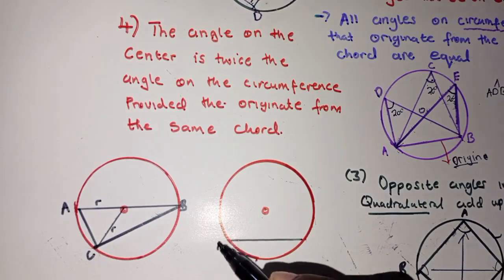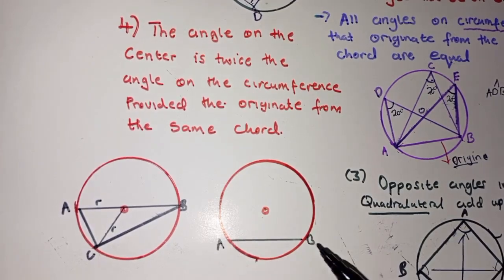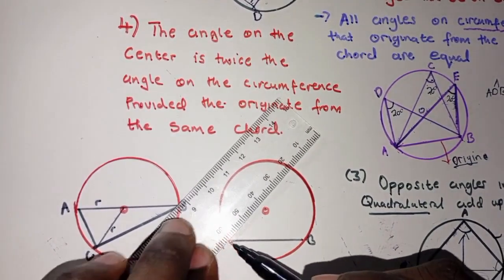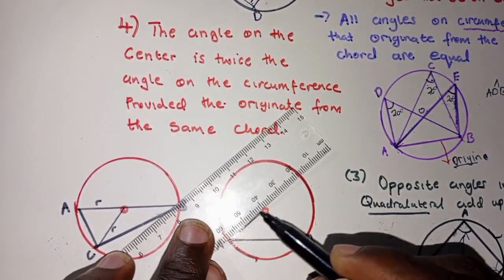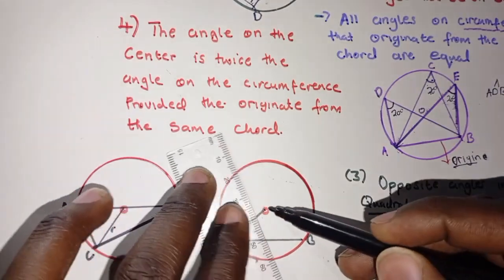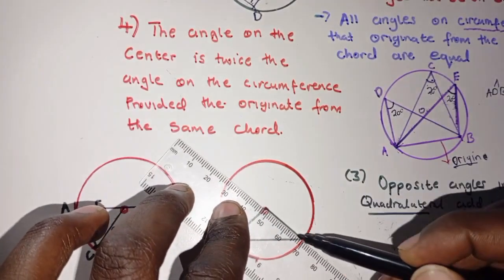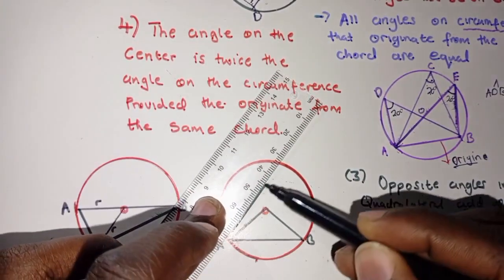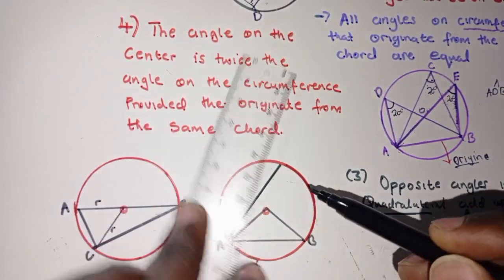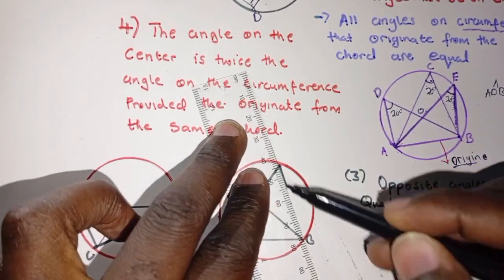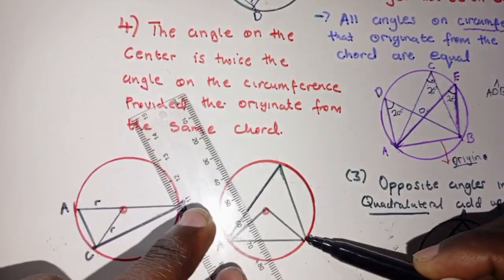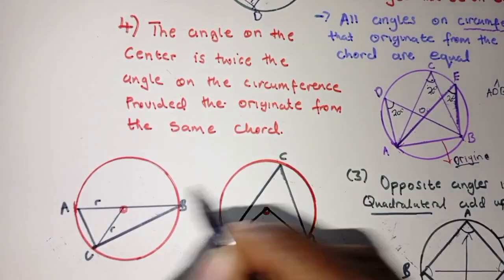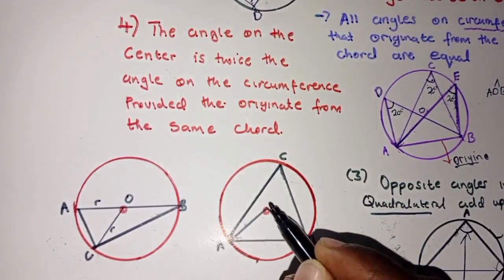Then here I'm going to have the usual that we always use when teaching this property. If you have a chord AB and you have two radii like this, a radius and another radius, and this chord again originates an angle on the circumference, we call this one C. So the center is O.